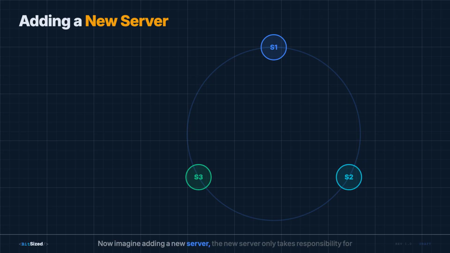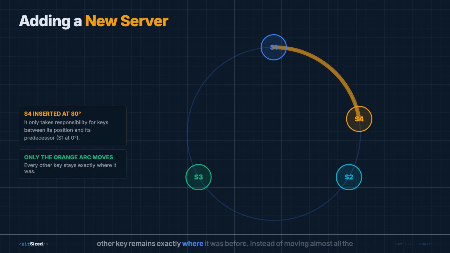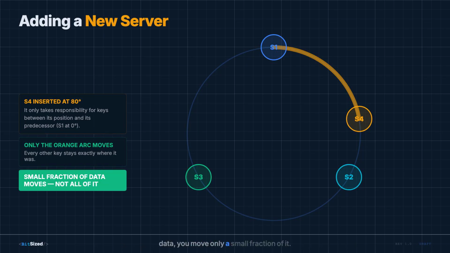Now imagine adding a new server. The new server only takes responsibility for the keys that fall between its position and its predecessor on the ring. Every other key remains exactly where it was before. Instead of moving almost all the data, you move only a small fraction of it.